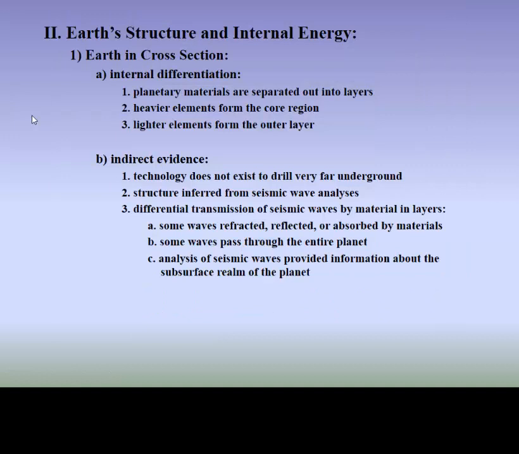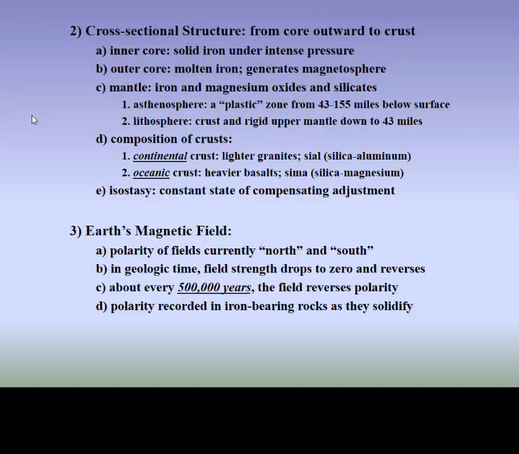So when we look at the internal cross-section, we've got some indirect evidence. Direct evidence: lighter elements form the outer layer, heavier elements form the core region, like iron and nickel at the middle, the center of the Earth.